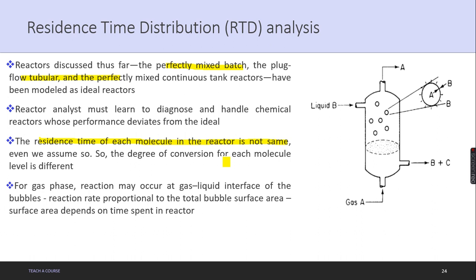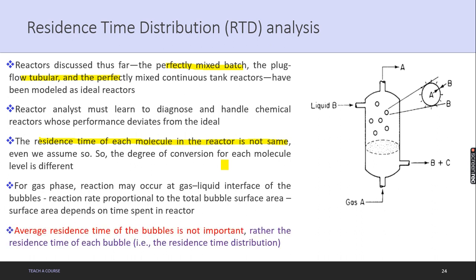The more time it is spending, it is likely that the interfacial area is more and maybe the conversion is different, but all the molecules which are coming together are not staying the same time. So overall conversion will not depend on how much time on average each molecule is spending, but on how much time each molecule is spending, which is more important for residence time distribution analysis. As we told earlier, the average residence time of a bubble is not important, rather the residence time of each bubble.